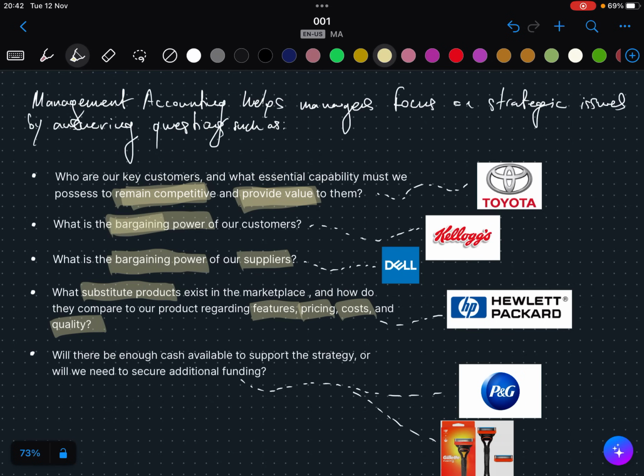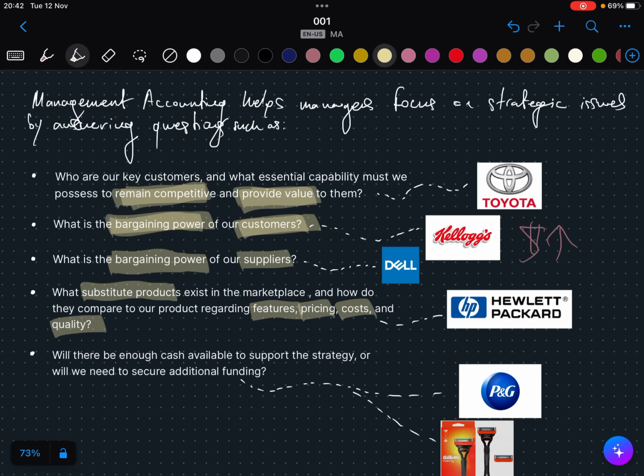What is the bargaining power of our customers? If we think of the Kellogg Company, they use their reputation to reduce the bargaining power of its customers and charge higher prices for its cereals.